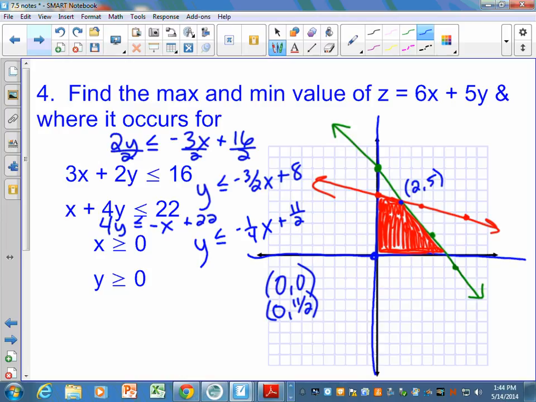We could check, if you wanted to make sure that it really worked at (2, 5). You could take the two lines and do elimination, or you could plug 2 and 5 into these two lines and make sure that it works. And it does. If I plug in 2 here, 2 plus 20 equals 22. And if I plug in the top one, 6 plus 10 is 16. So it verifies that (2, 5) is where they cross.